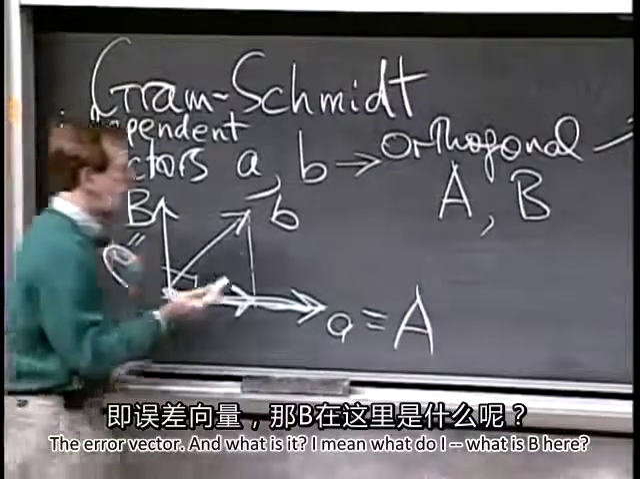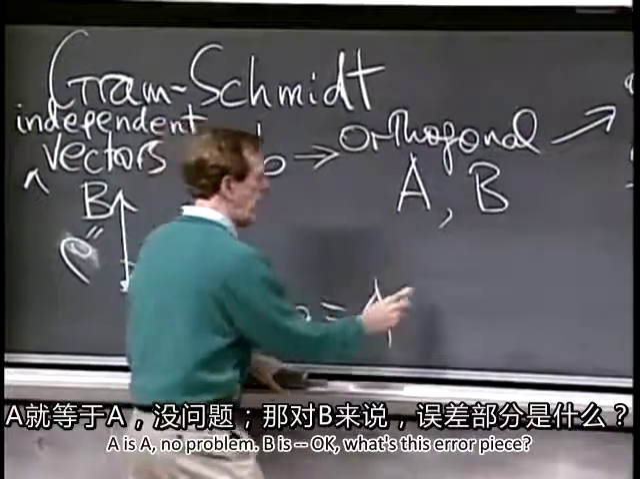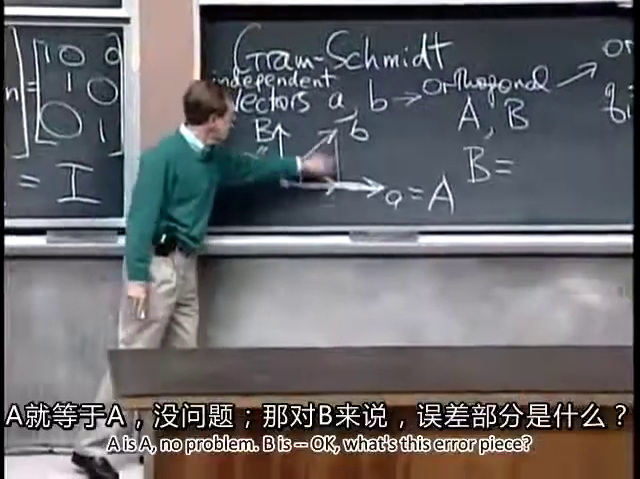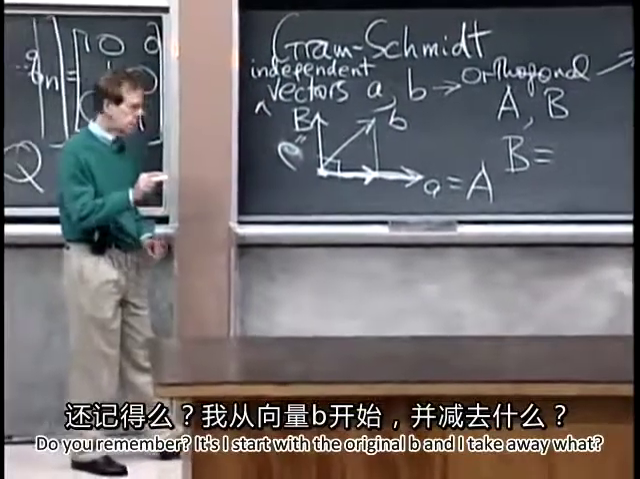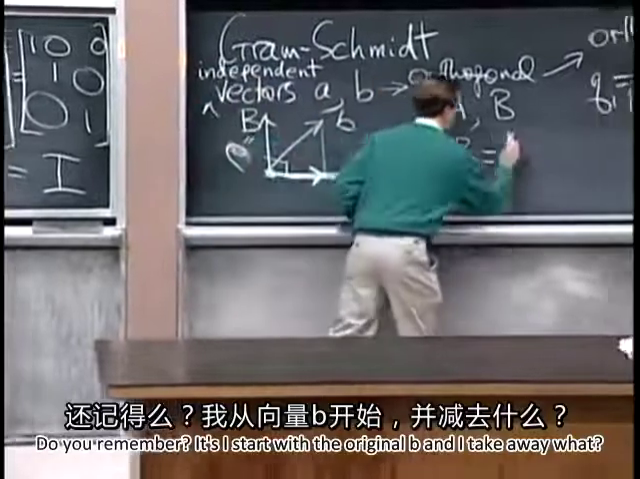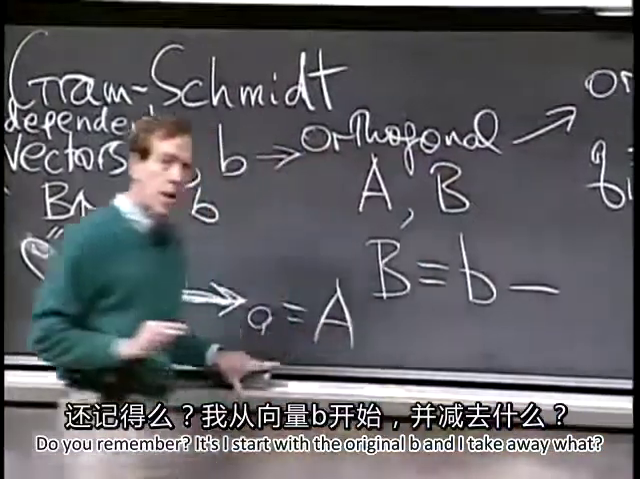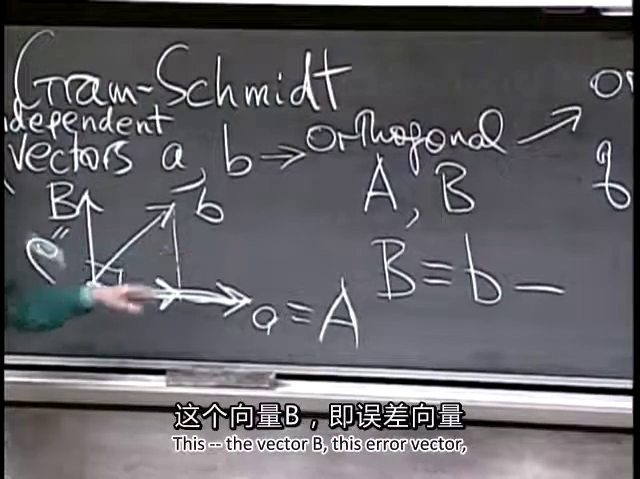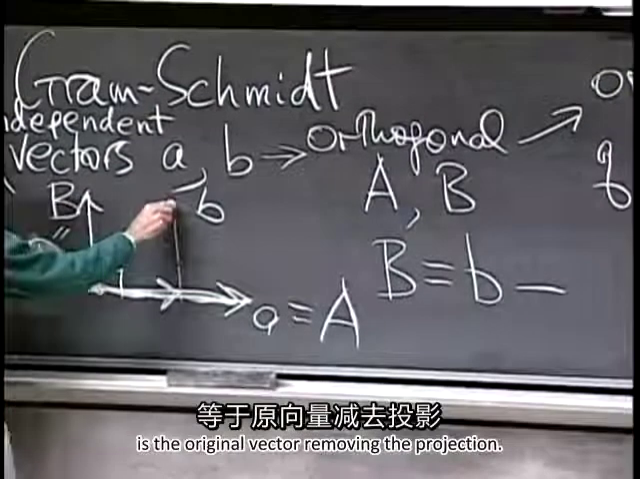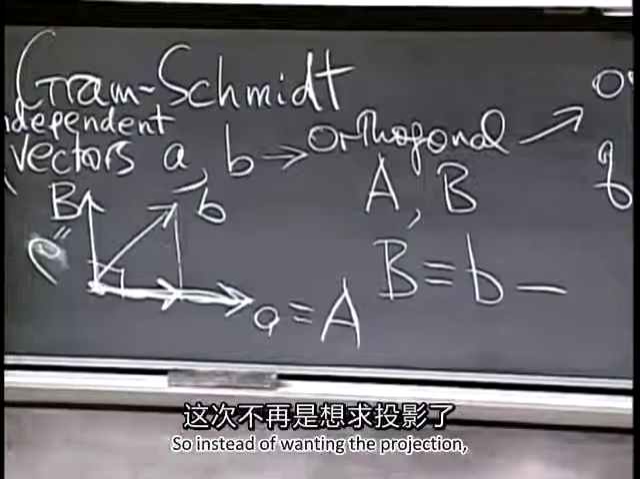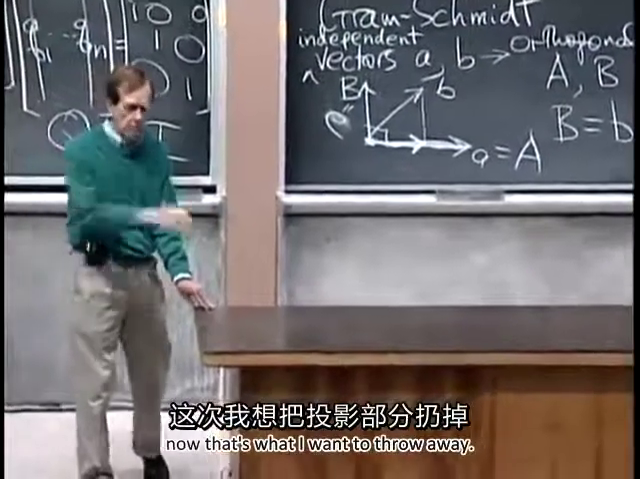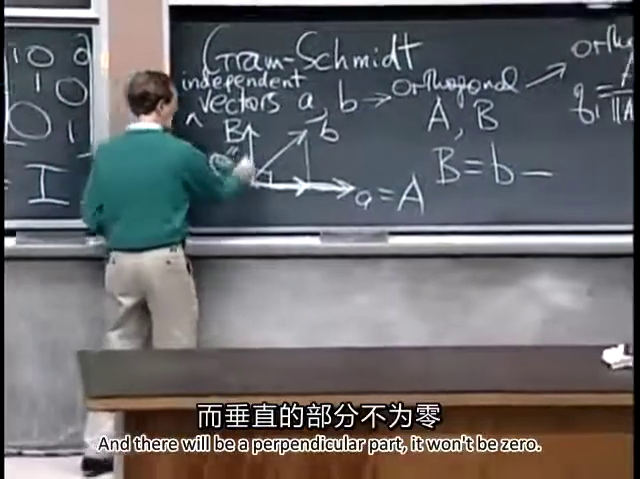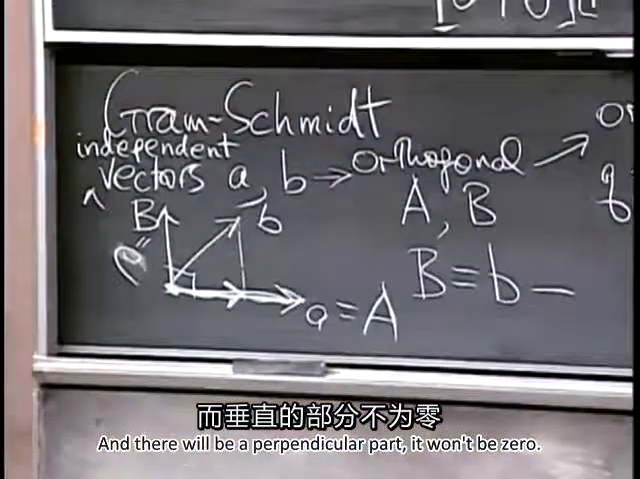And what is it? I mean, what is B here? A is A, no problem. B is, okay, what's this error piece? Do you remember? I start with the original B, and I take away what? Its projection, this P. The vector B, this error vector, is the original vector removing the projection. So instead of wanting the projection, now that's what I want to throw away. I want to get the part that's perpendicular. And there will be a perpendicular part. It won't be 0.